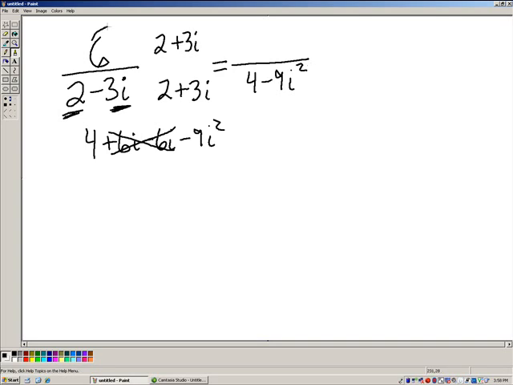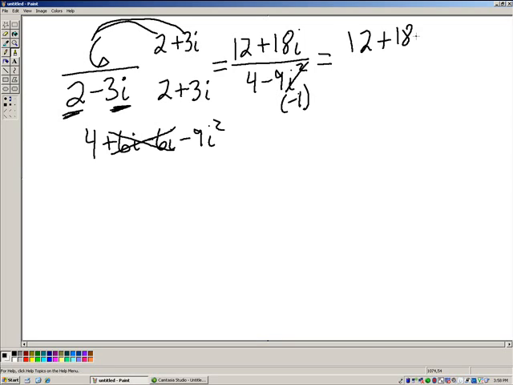Remember, in the numerator, that's going to have to get distributed, so that gives us the 12 plus 18i. And we're almost done. Because the i squared is here, we need to simplify this. Remember, i squared is negative 1, so that becomes 12 plus 18i over 4 plus 9 now, because the negative and negative make a positive. 4 plus 9 would be 13. So that's multiplying by a conjugate.